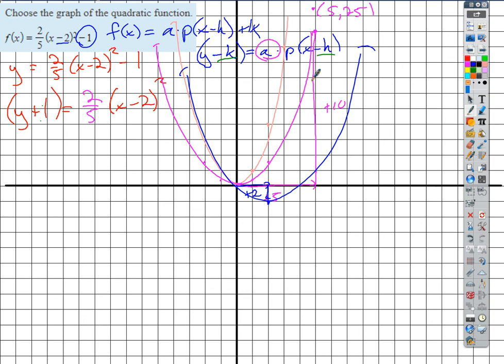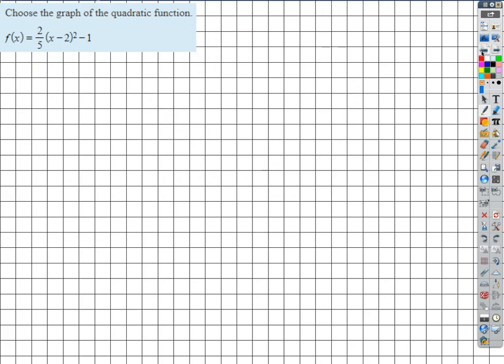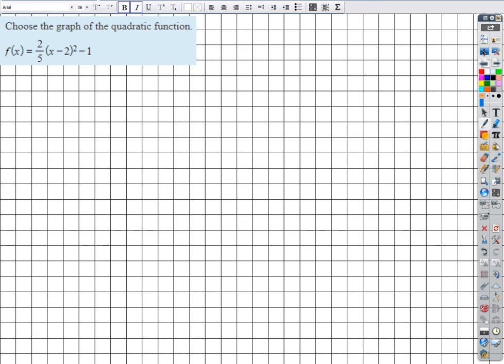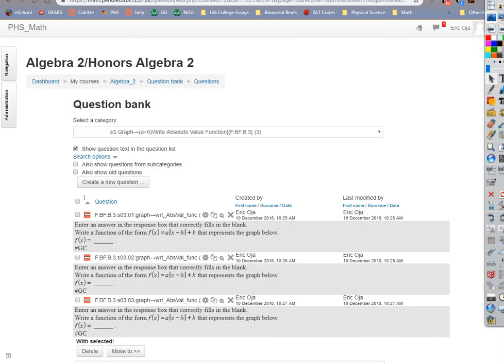So let's try one more of these. The other thing I'm going to have you do is reverse that process. I guess I get these backwards, but that's all right. Let's do one of these where I give you the graph, and you have to write the function. Something like this.